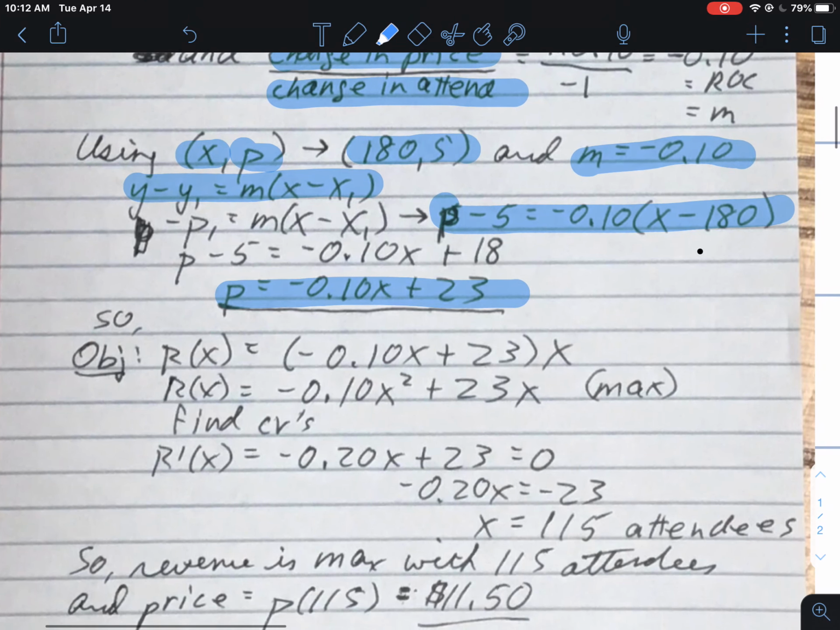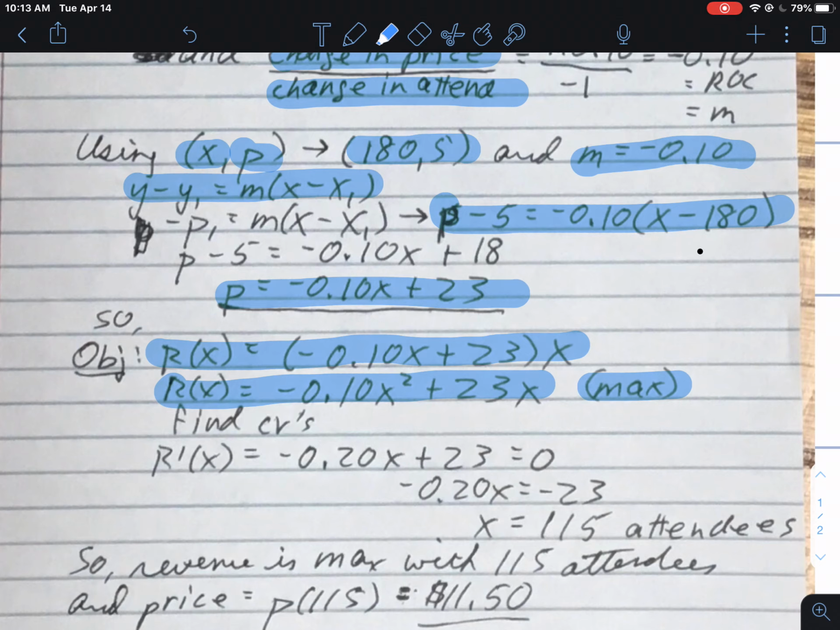I can now take that back to my objective function, which, remember, R of x, revenue, was my objective function. It was p times x. And I can replace p with negative 0.10 x plus 23, times x. And then I just went ahead and distributed x to get our revenue function in terms of x that we are looking to maximize, because that was our original question. We wanted max revenue. So now we're back to normal business from here. I finally have my function that I'm looking to optimize. Like I said, that's the bulk of the work. It's getting it to that point.